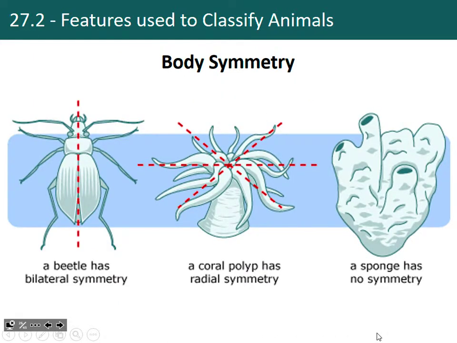So I'll just give you a quick example. Beetle is bilateral, a coral is radial, and then a sponge has no symmetry, right? Although sometimes sponges appear radially symmetrical, it's kind of just by chance because they develop in a way that is free of any tissues at all.